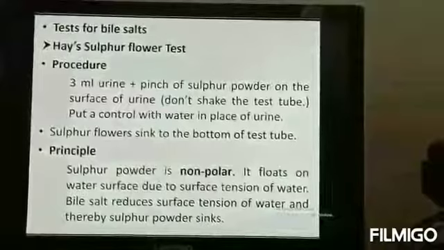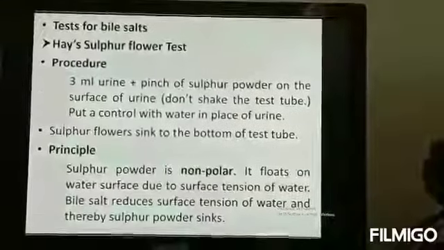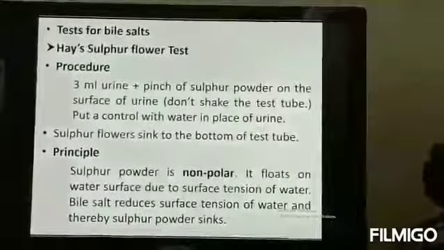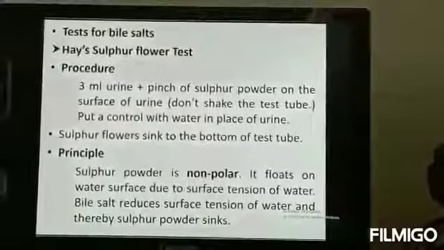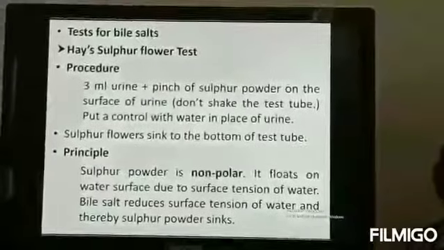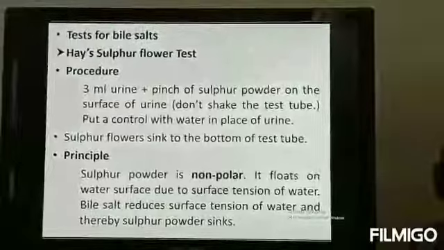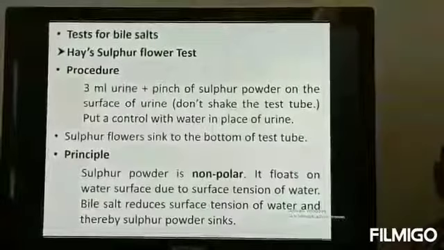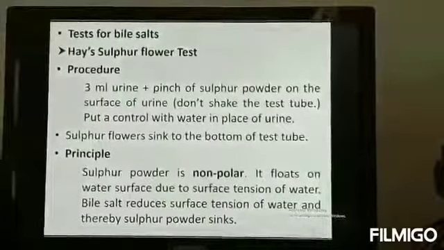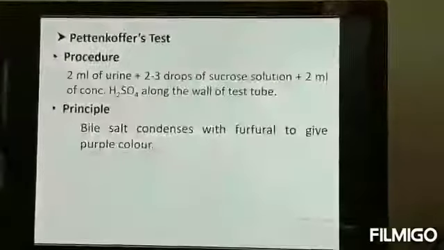What is the principle of Hay's sulfur flower test? Sulfur powder is non-polar. It floats on the water surface due to the surface tension of water. Bile salt reduces the surface tension of water, and thereby sulfur powder sinks to the bottom of the test tube.